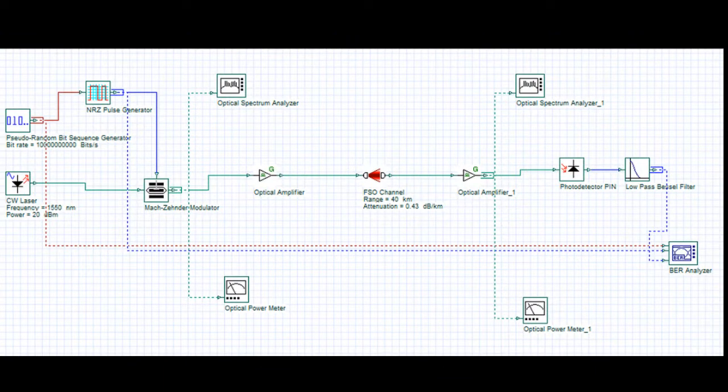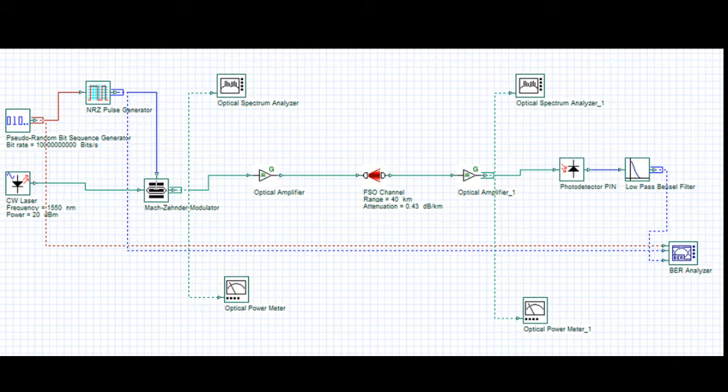The amplified signal is then directly sent to the receiver through a free space optical channel. Actually, the free space optical channel is a subsystem of two telescopes with the FSO channel between them. The apertures of transmitter and receiver are set to 5 cm and 20 cm. The beam divergence is 2 mrad.